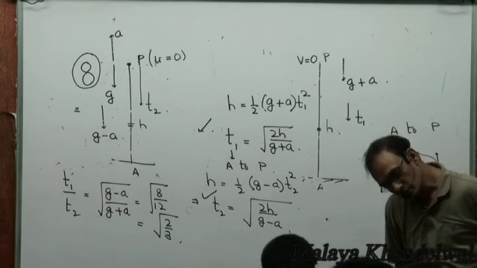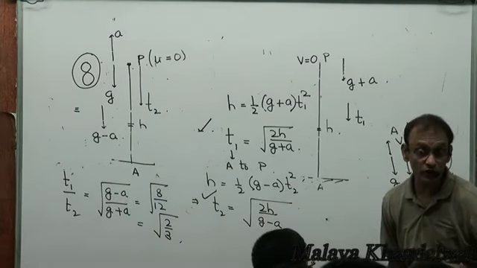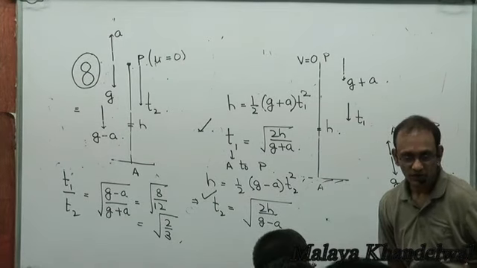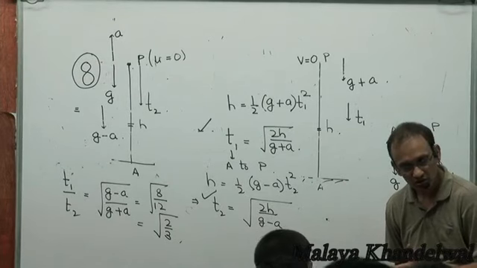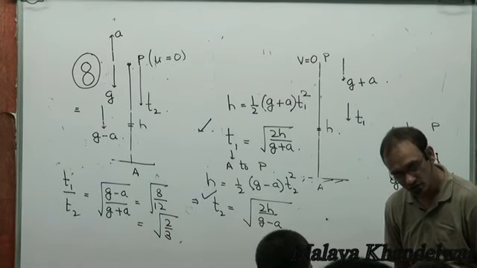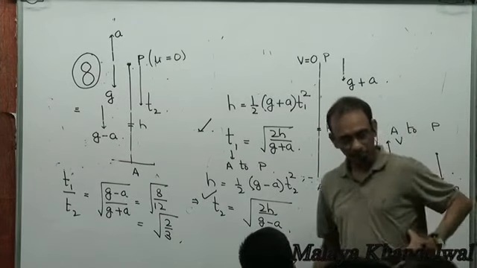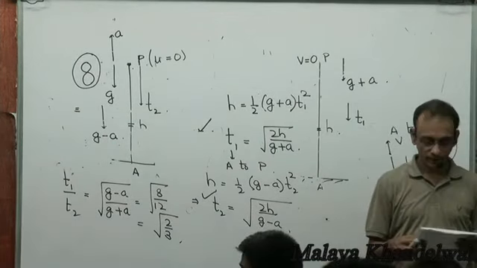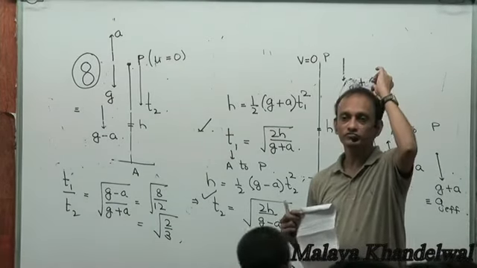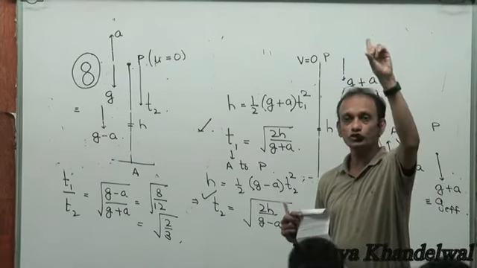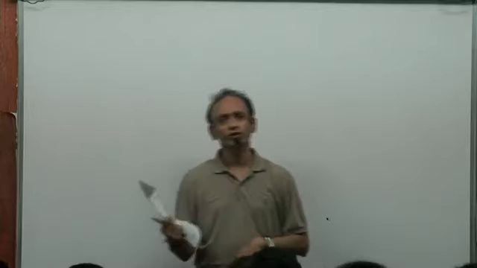Then V squared is 2gh, so v is proportional to the square root of h. Isn't it? So that's where it's going to come in. Got me? Shall we move on? Are you certain about everything that I have said here?